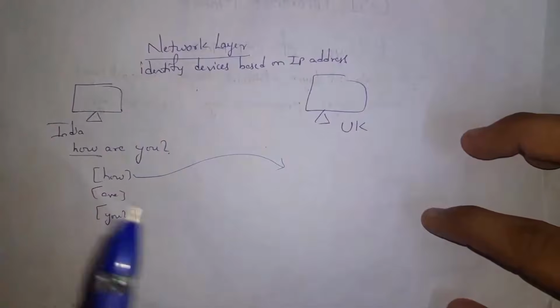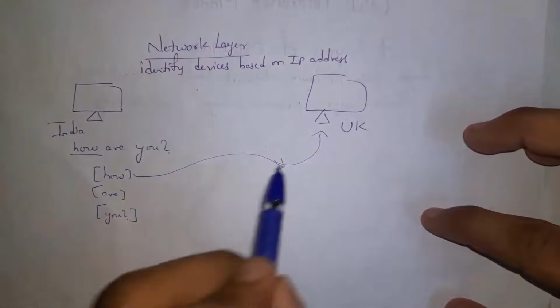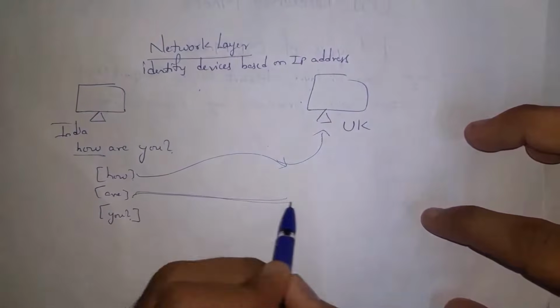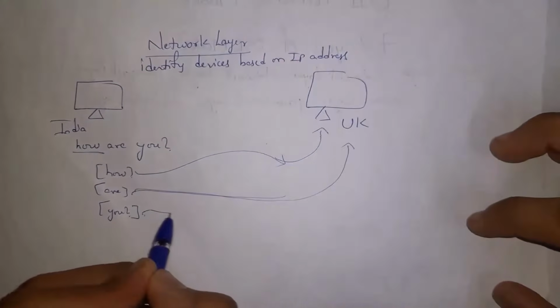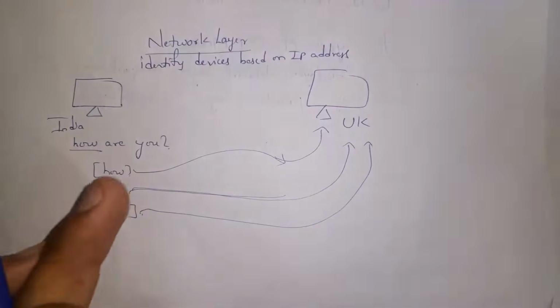So the duty of the network layer is to divide our data into packets, and each packet will find the best route in order to reach the destination. So this packet will find the best route. Similarly, this packet will find the best route, this packet will find the best route. So each packet will find the best route in order to reach the destination very fast.